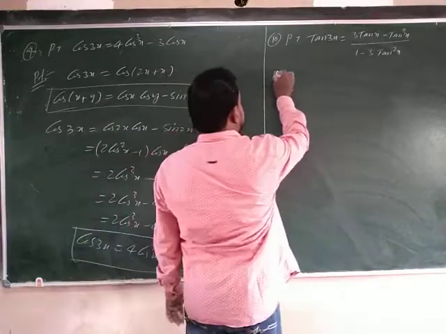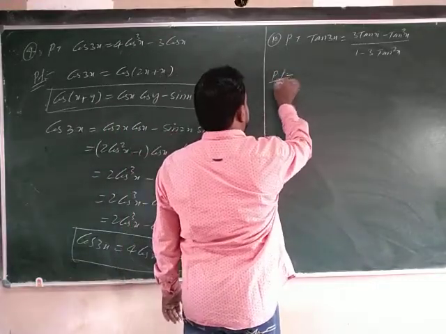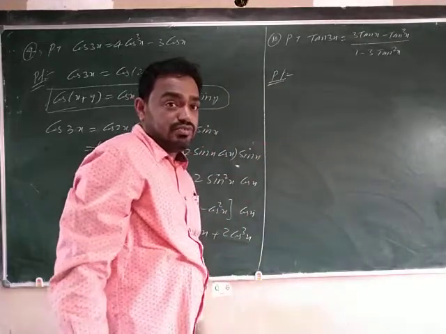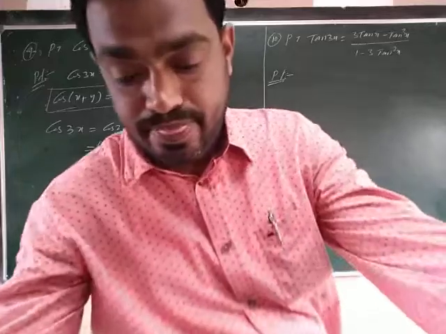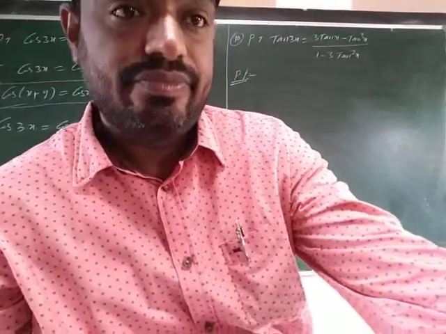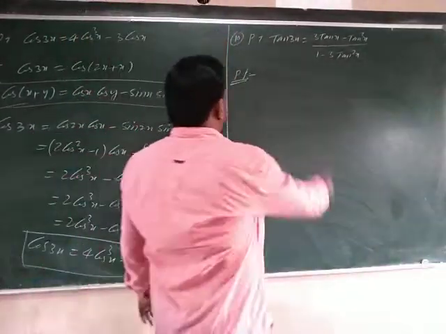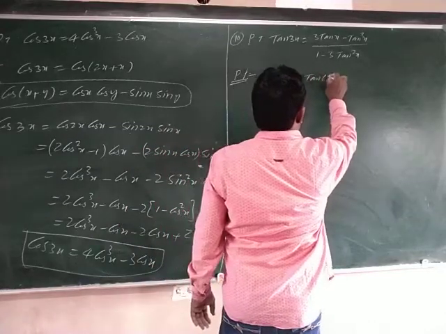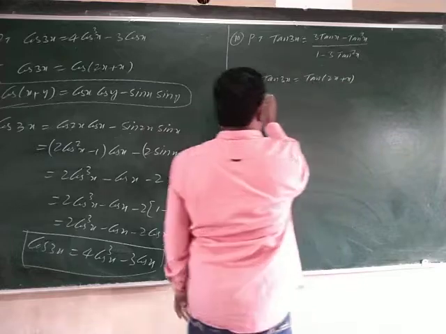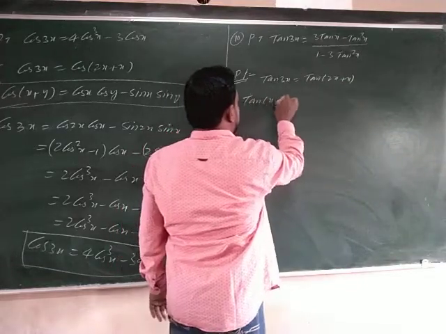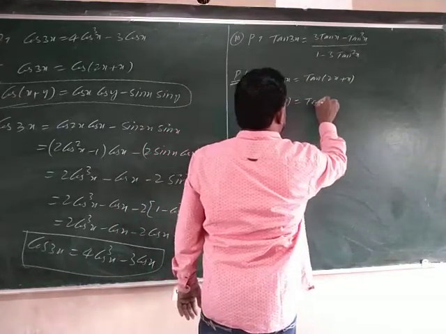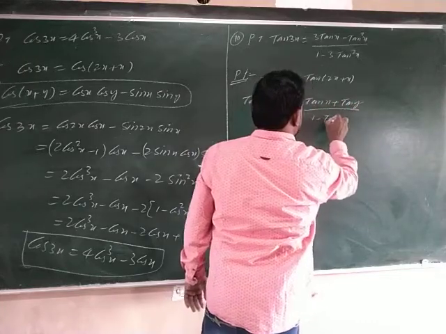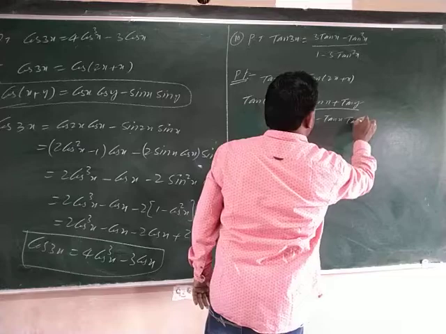Proof, using some little bit of simplification. You watch this one carefully. Tan 3x is the same as tan of 2x plus x. We know the tan of x plus y formula. What is that? Tan x plus tan y by 1 minus tan x tan y.